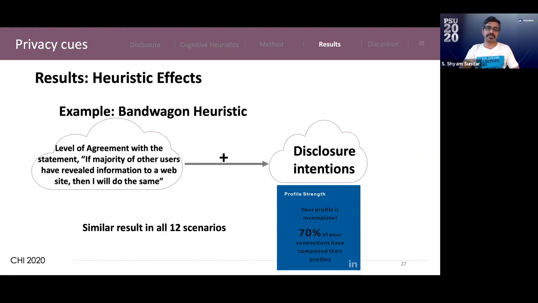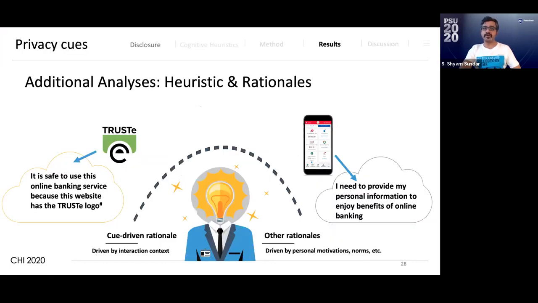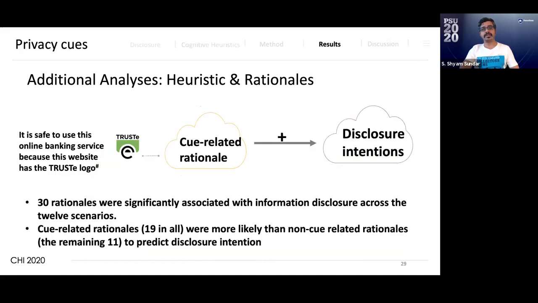This provides support for the proposition that privacy decisions are shaped, at least in part, by cognitive heuristics triggered by cues in the interaction context. But cognitive heuristics are not the only reasons for disclosure, of course. Rationales based on heuristics are likely to be driven by specific cues in the interaction context, whereas other rationales may reveal other reasons, for example, personal motivations or perceived norms that are not attributable to specific cues on the interface. So we examined both cue-related rationales for disclosure and non-cue-related rationales, and we found that 19 out of the 30 significant rationales pertained in some way to interface cues that we expected would trigger heuristics in our study.